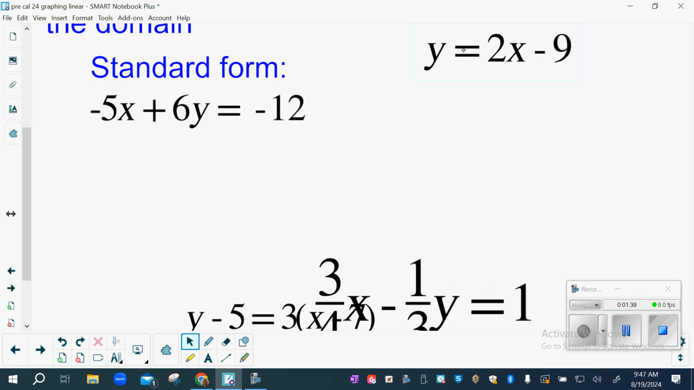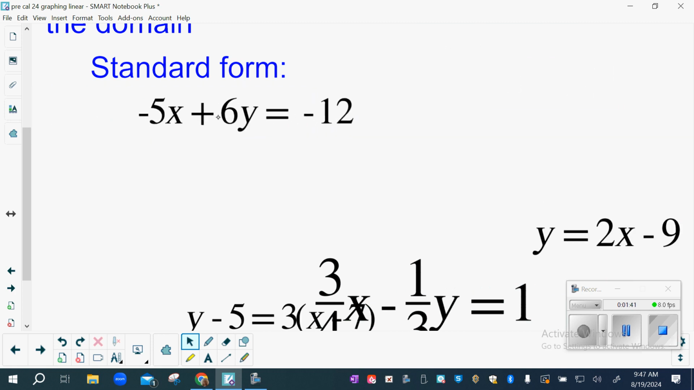So if you got your little whiteboard pen out, here we go. This one almost looks like it's in standard form. It's damn close. X's and Y's are on the same side. Yay. Equals a number. Yay. No fractions in the very beginning. Yay. But I don't like that negative. I don't want it to be negative.